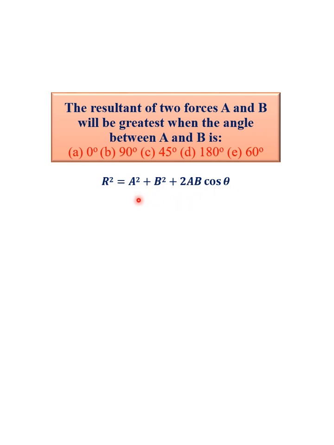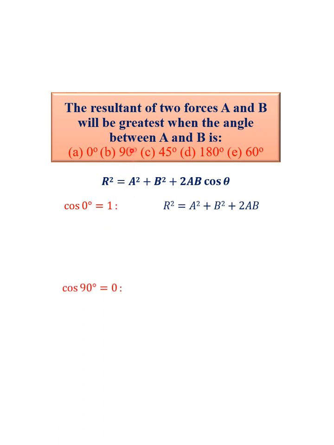So we are just going to test each of these angles with this formula and tell which one will be greatest. Let's start with cos 0 degrees. Cos 0 degrees is equal to 1. It means we can replace cos theta here with 1 so that this equation becomes r squared equals a squared plus b squared. 1 times 2ab gives us 2ab. So this will be the result of the resultant.